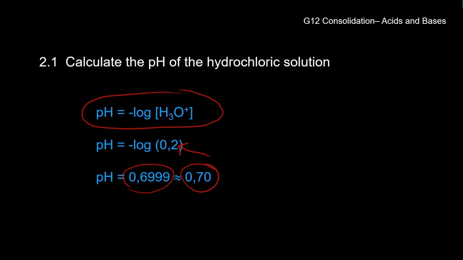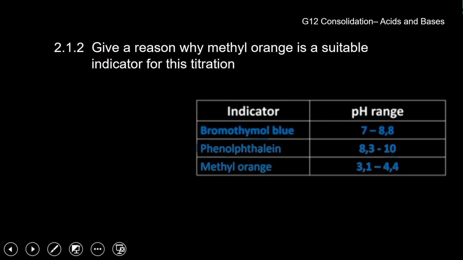Is our pH between 0 and 2? Absolutely, it's 0.7. That means that the hydrochloric acid is a strong acid. So we've got the correct answer. Let's carry on. Give a reason why methyl orange is a suitable indicator for this titration.